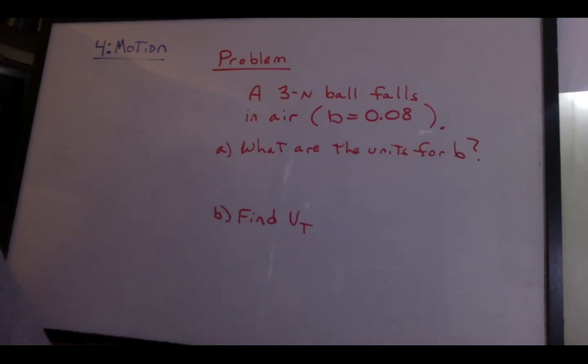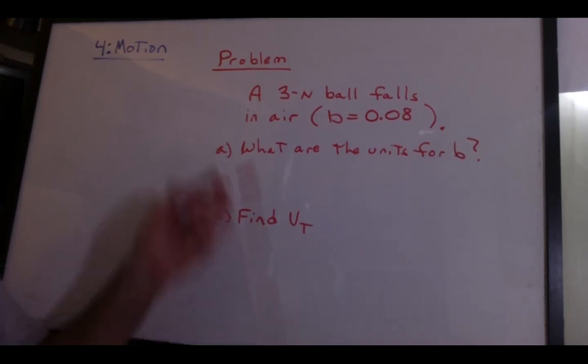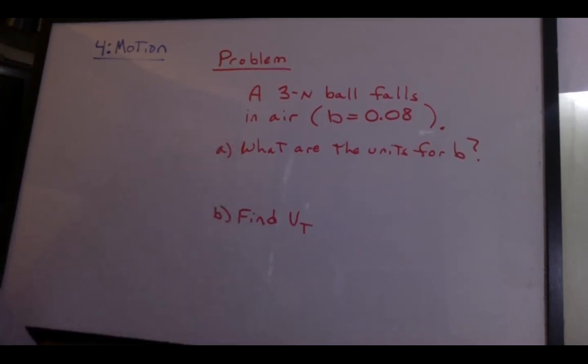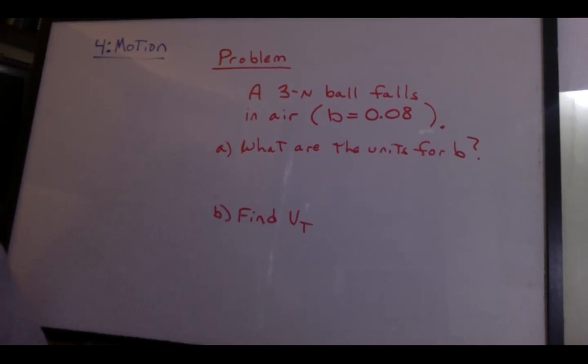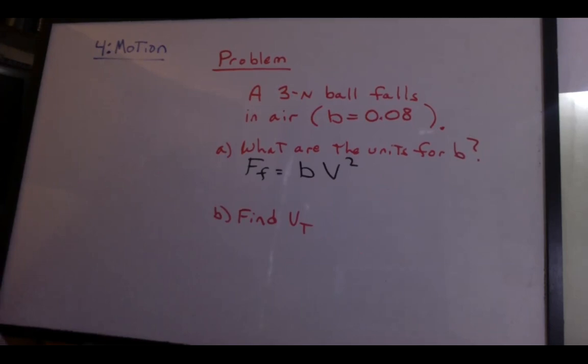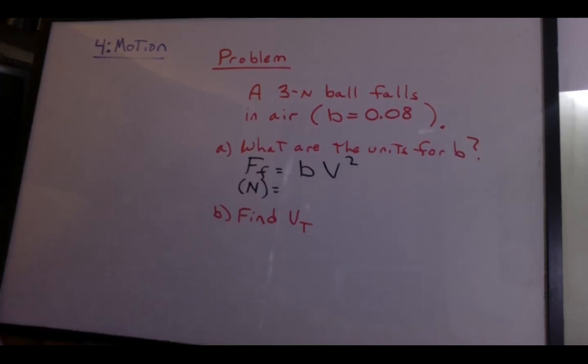All right, let's wrap this up with a problem. A 3-Newton ball falls in air. B is 0.08. What are the units for B? Now, if we assume this ball falls fast enough, we'll say the drag is equal to BV squared. That's going to be the case unless I tell you otherwise. For example, if I said it was, say, like a soap bubble drifting slowly to the ground. What are the units for B?